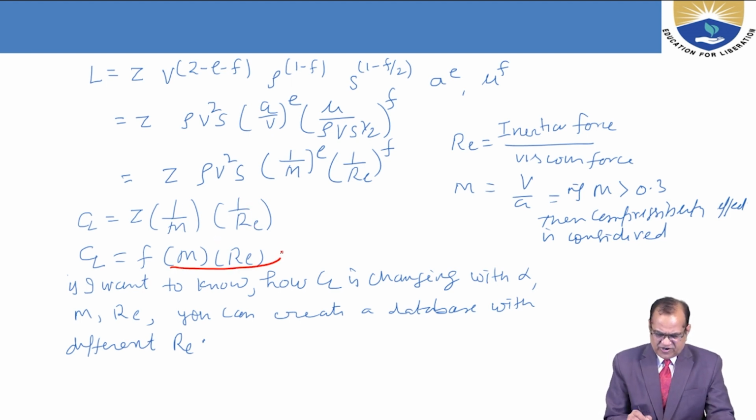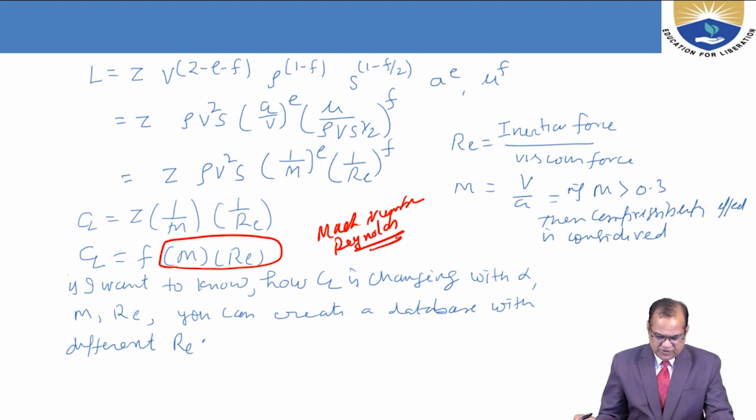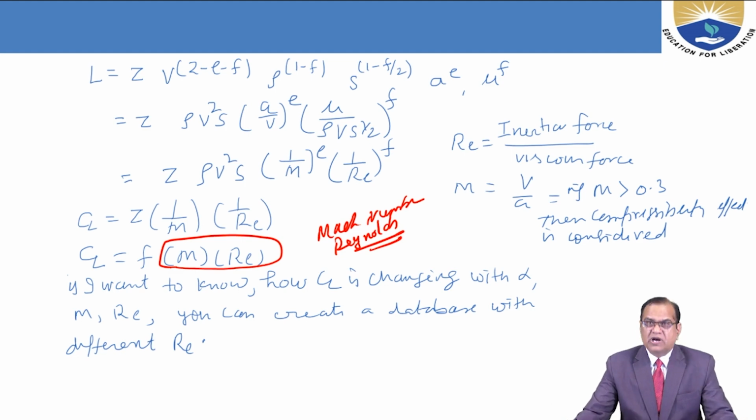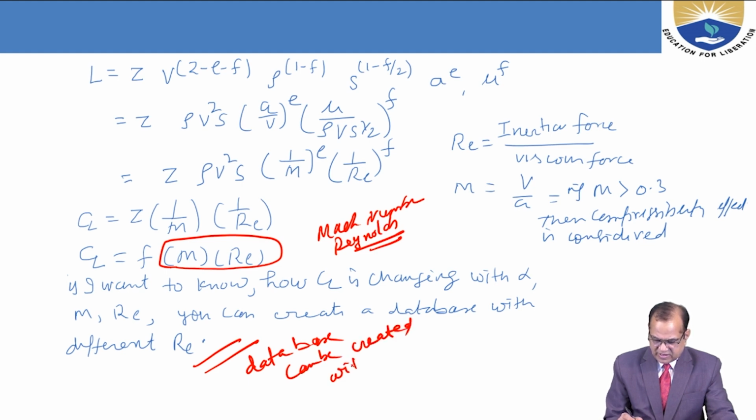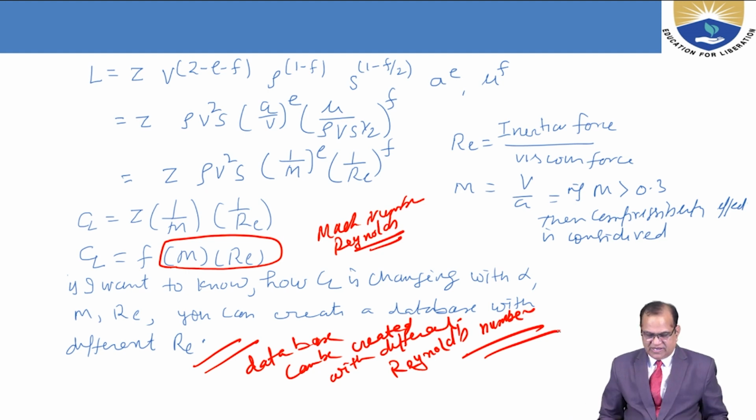So this CL is a function of Mach number and the Reynolds number. These two things we got are very important. So if I want to know how CL is changing with respect to alpha, M and Re, you can create a database with different Reynolds numbers. So a database can be created. Okay, so that is the importance.